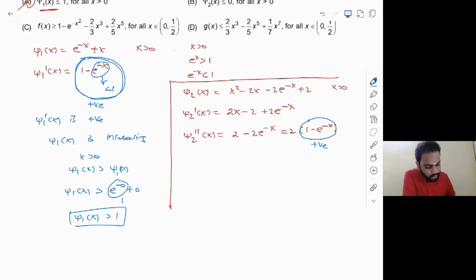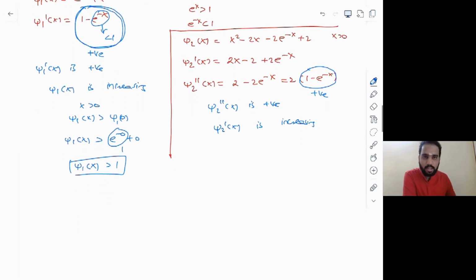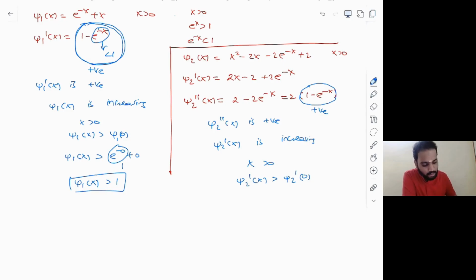And if this is positive, you can conclude that psi2 double dash of x is positive. If the double derivative is positive, I can say that the first derivative function is going to be an increasing function, because the second derivative value is positive. And if the first derivative is an increasing function, let me take the inequality for x greater than 0. Since it is an increasing function, the inequality doesn't change. If I apply the function on both sides, psi2 dash of x will be greater than psi2 dash of 0. But you can calculate psi2 dash of 0 here because you have the function with you already. So put x equal to 0 in that.